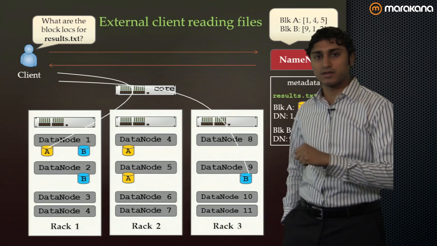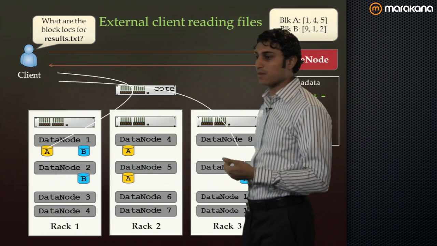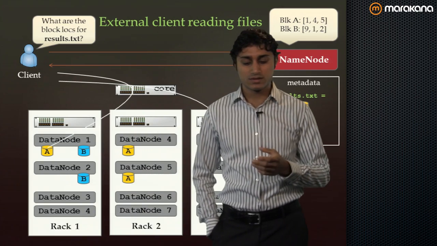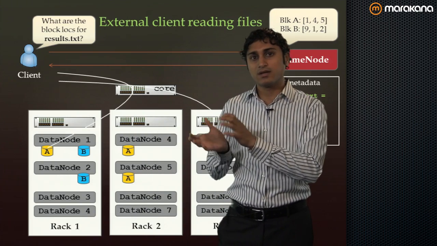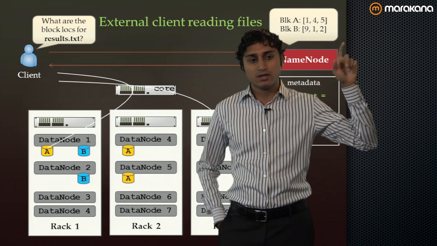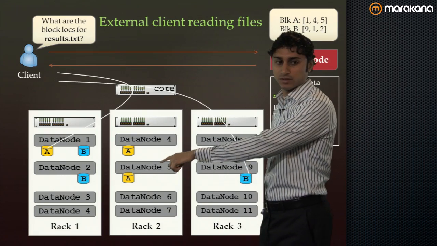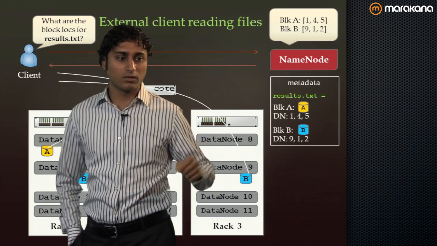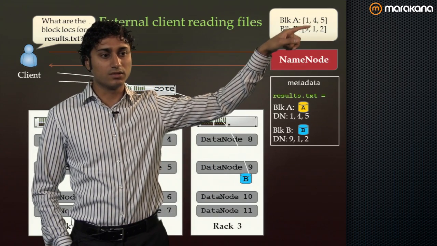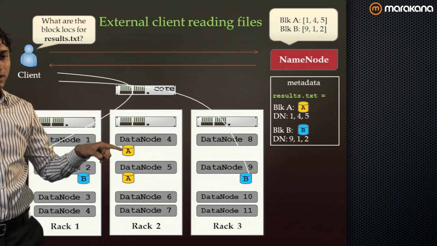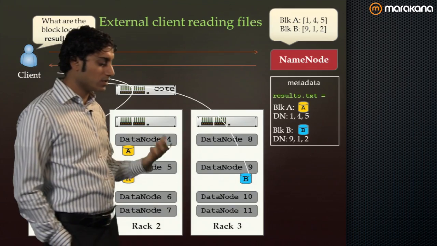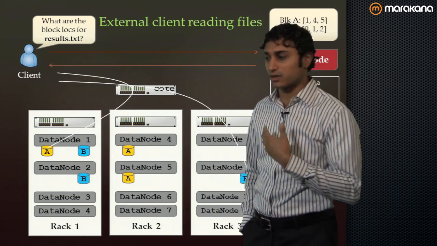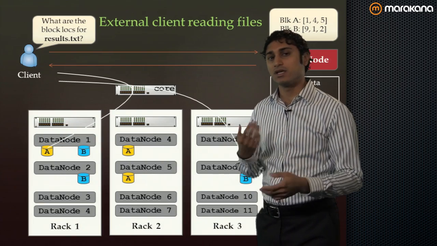Now, this list that the name node sends with block A being on 1, 4, and 5 is an ordered list, and this is recommending the client to contact data node 1 first to read the first block. If the client cannot contact data node 1 for whatever reason, then it will move on to data node 4 to read the other replica of the block. The name node is intelligently ordering the list of data nodes based on how much network traffic each data node is under.